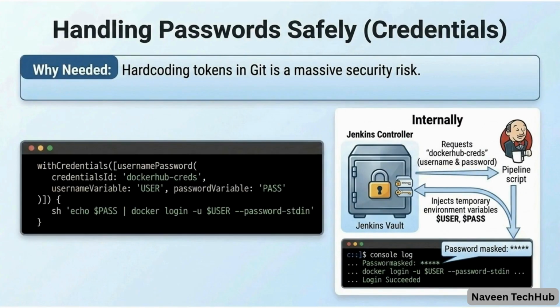Security is critical in CI/CD. We should never hard-code Docker passwords, tokens, cloud credentials, or API keys inside Git or directly inside a Jenkinsfile. Jenkins provides a credential store. Using withCredentials, Jenkins temporarily exposes the required username or password only while that step executes, and sensitive values are masked in the console logs.